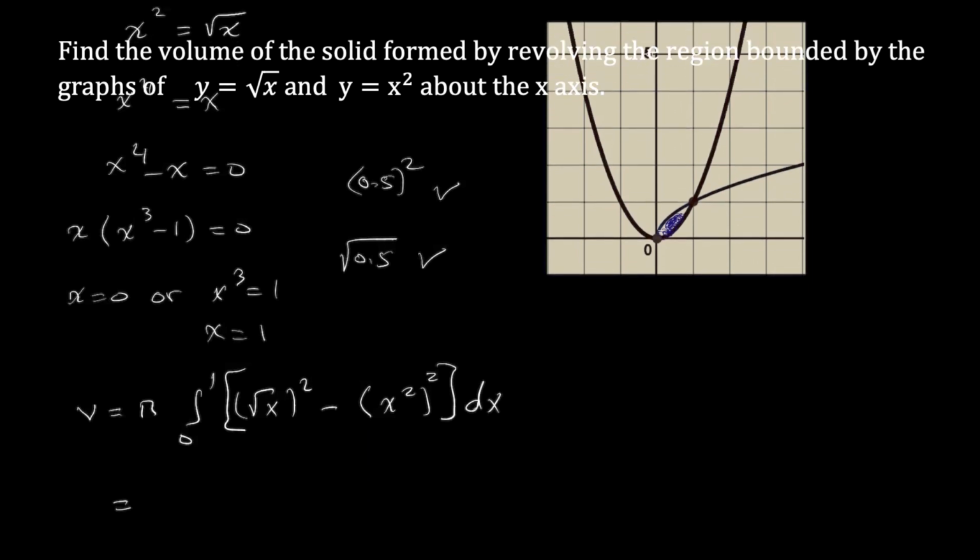And then we simplify the expression. We say pi integral from 0 to 1 of radical x squared, which is x, minus x squared squared, you get x to the power 4, all dx, which is equal to, and we put pi.